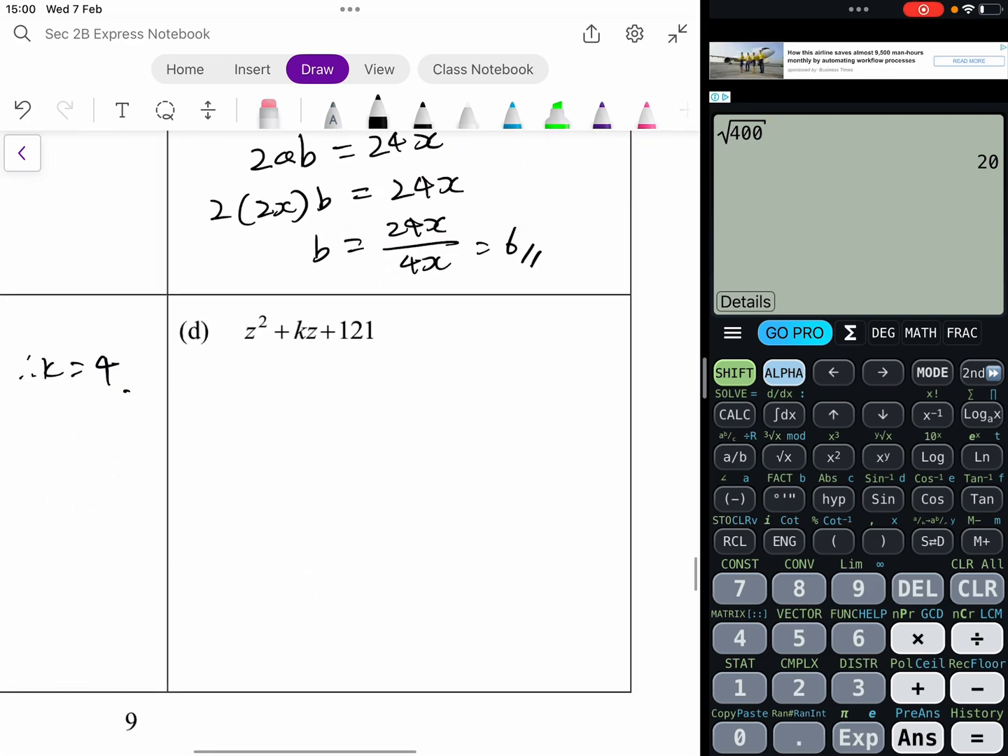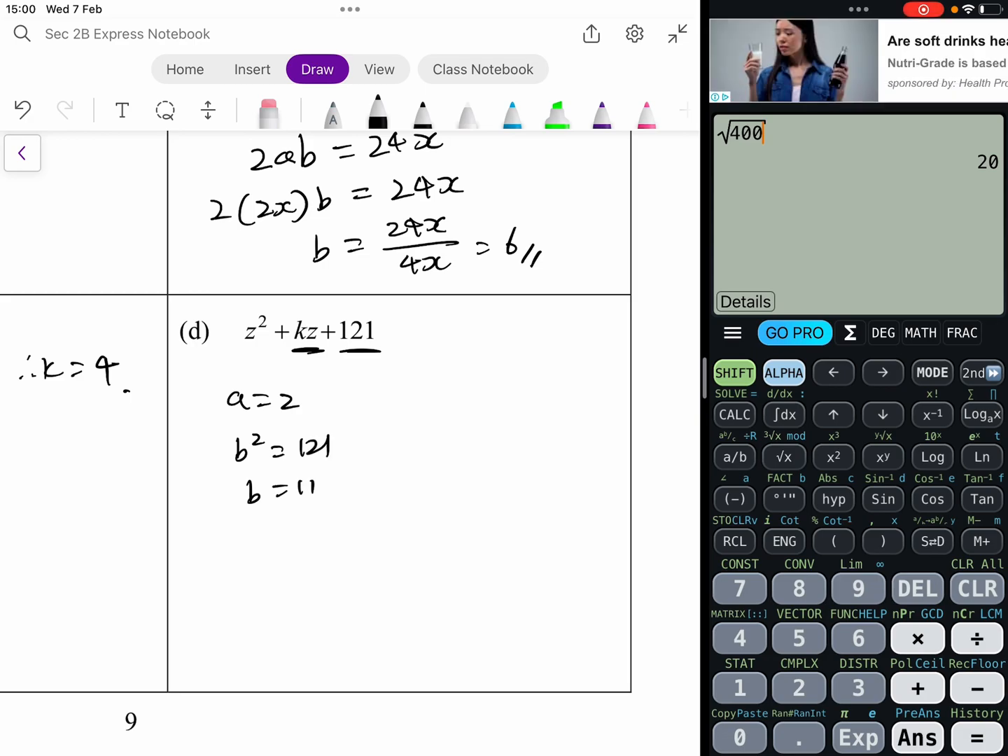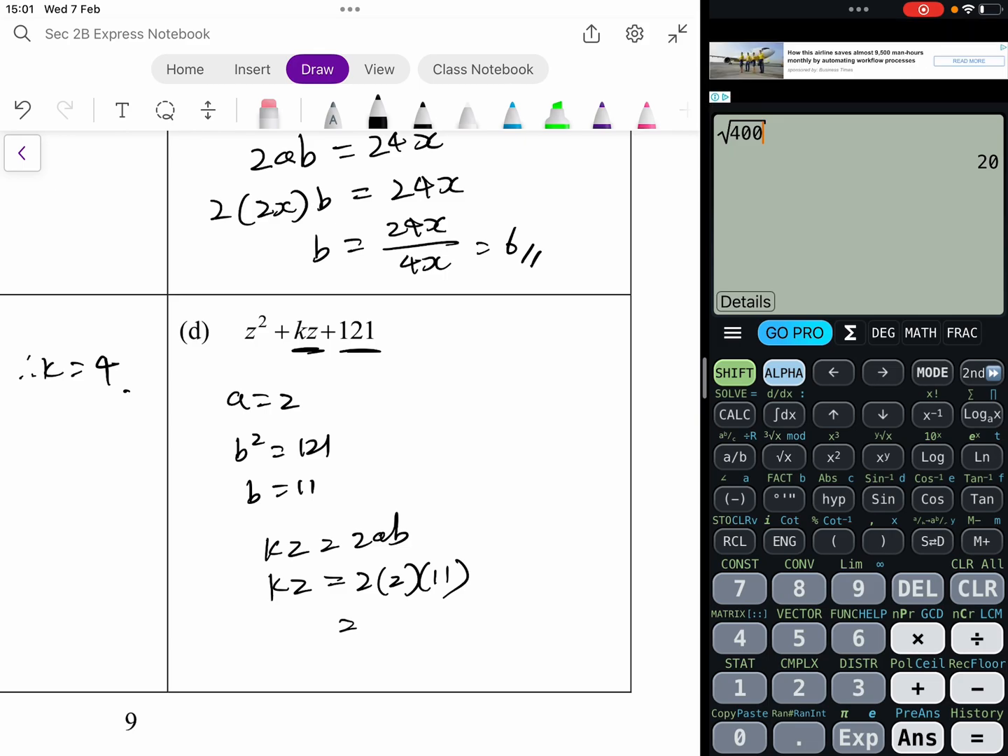And then the last one, we know this is z. Okay, we want to find the second one, right? So we know that a equals to z. This one, b squared is 121, b equals to 11. So kz equals to 2ab. 2 times a is z, b is 11. So we get 22z equals to kz. Right, so k we compare is 22.